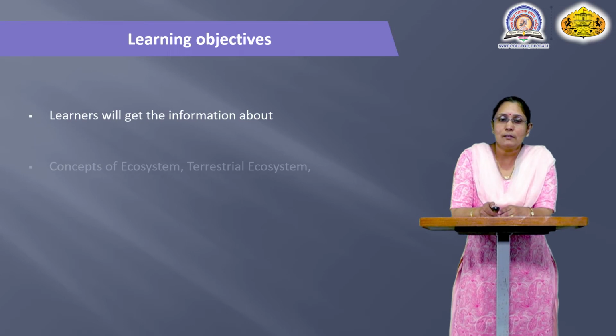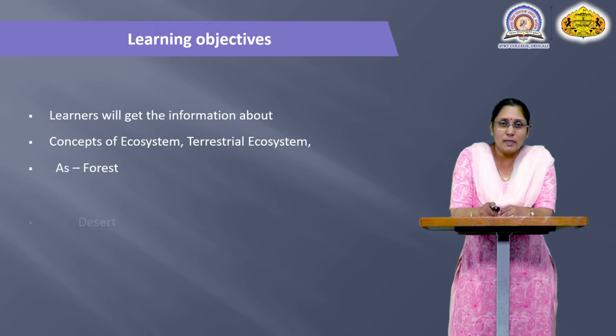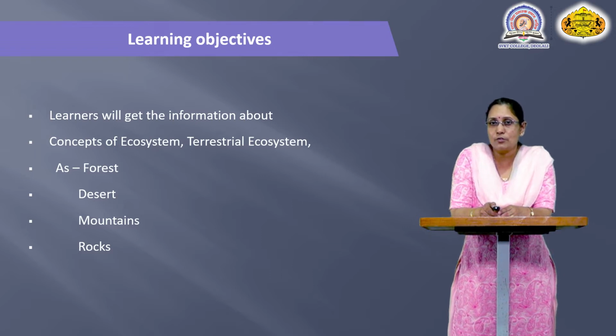These are the learning objectives of today's lecture. So what can you get? You can get here the concept of ecosystem, which we have somehow already discussed in the last lecture, meaning what is meant by ecosystem, its definition, their types. Then here we are going to talk in detail about the terrestrial ecosystem, in which we are going to learn about the forest ecosystem, desert ecosystem, grassland ecosystem, mountains, rocks, etc.